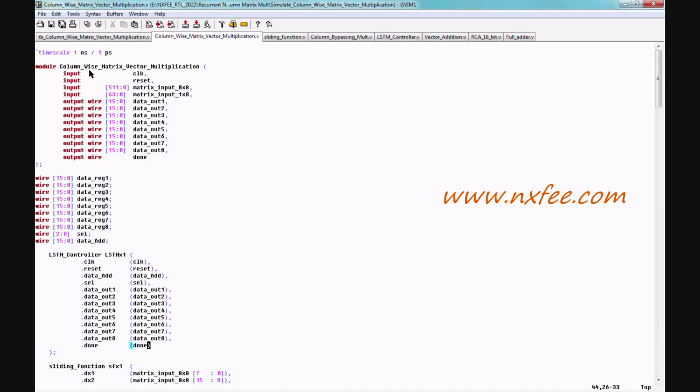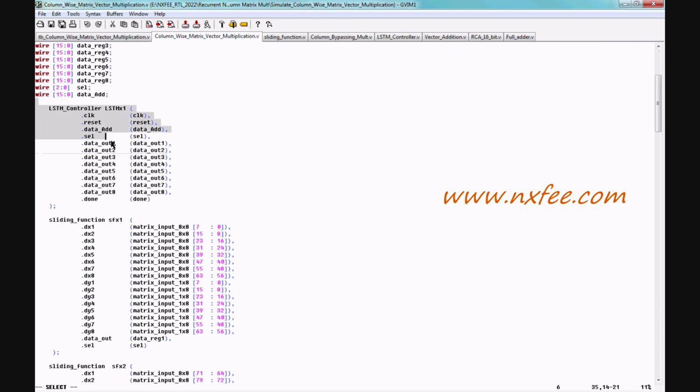And this is the top module of the code for the column-wise matrix vector multiplications. Here we have the input clock, reset, the input matrix 8 cross 8 and the matrix input 1 cross 8, and these are all the output data 1 to data 8. So first, the initial case, this is the LSTM controller.